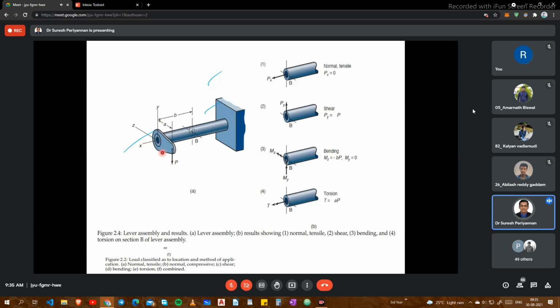Due to this offset force, a turning moment will be there. This is a bending moment with respect to the z direction, but the y direction bending moment is 0. With respect to the z direction, bending moment will be there, and there is also a twisting moment, based on the distance between the center axis of the tube and the force acting distance. Based on this offset distance, we can define the twisting moment. This is for simple understanding.